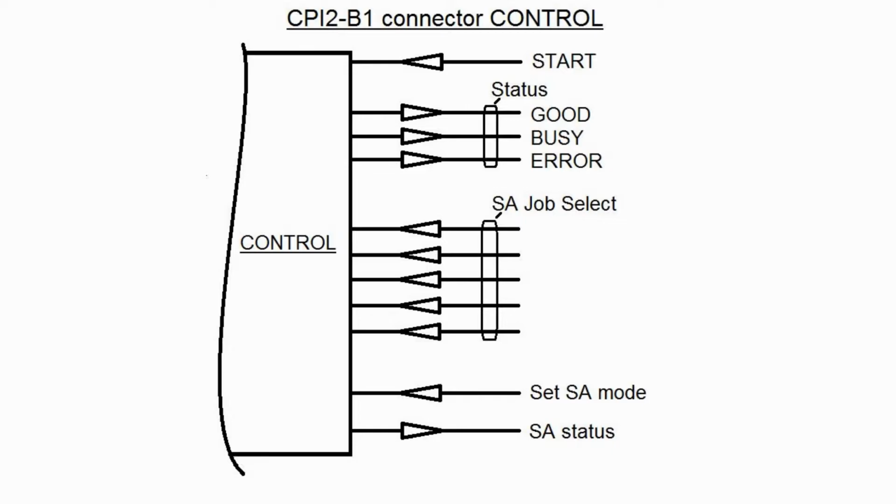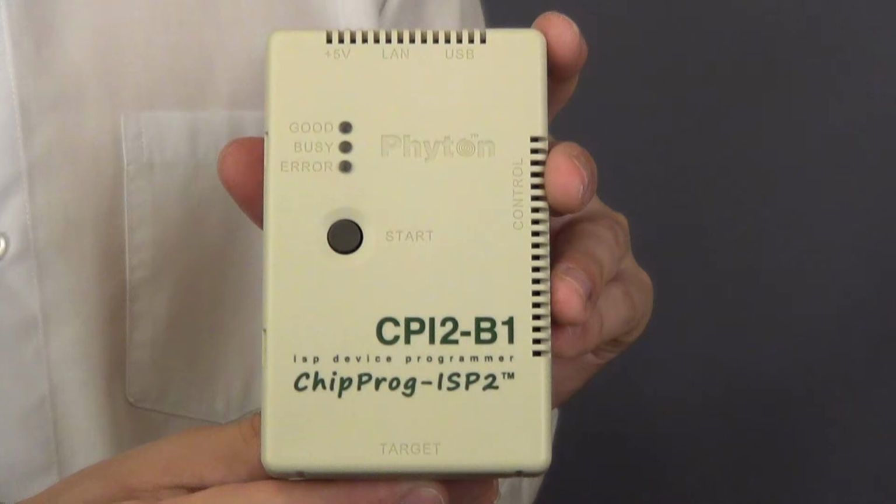Further, the connector has an input that controls switching the programmer to the standalone mode. 5 inputs are available for setting a job select code which enables the user to choose one of the 32 preset standalone jobs stored on the programmer's built-in SD card. On the top panel, the Start button can be seen, which is for manually launching the auto-programming session. 3 LEDs are also located here. Yellow indicates busy status, green for successful device programming, and red indicates programming failure.